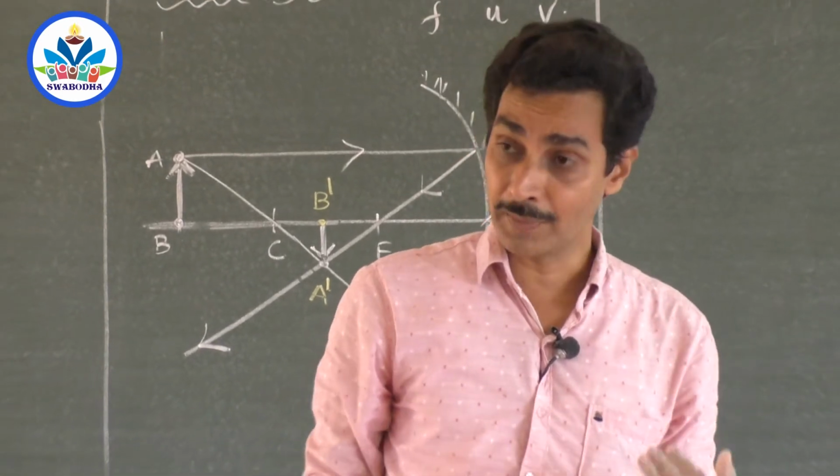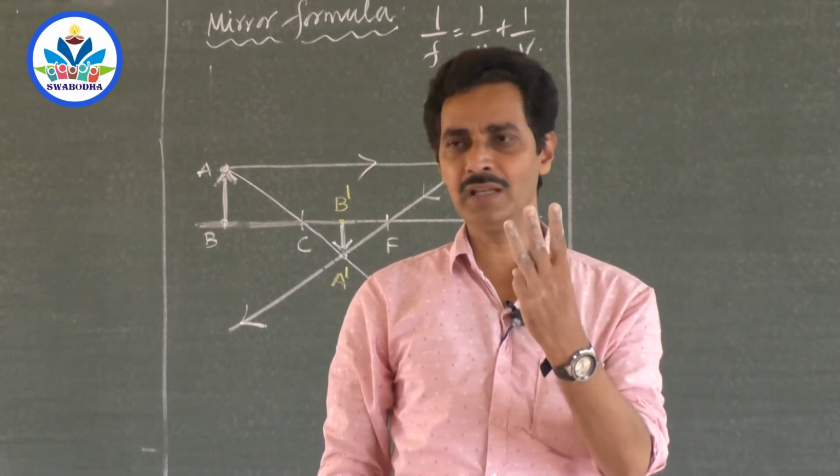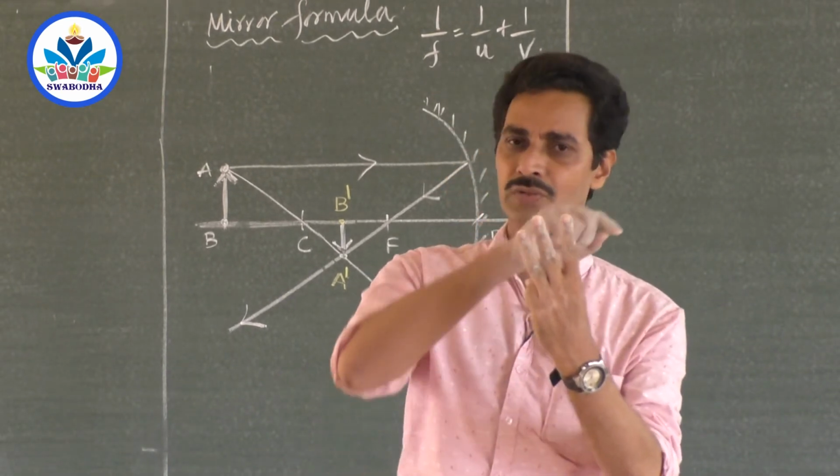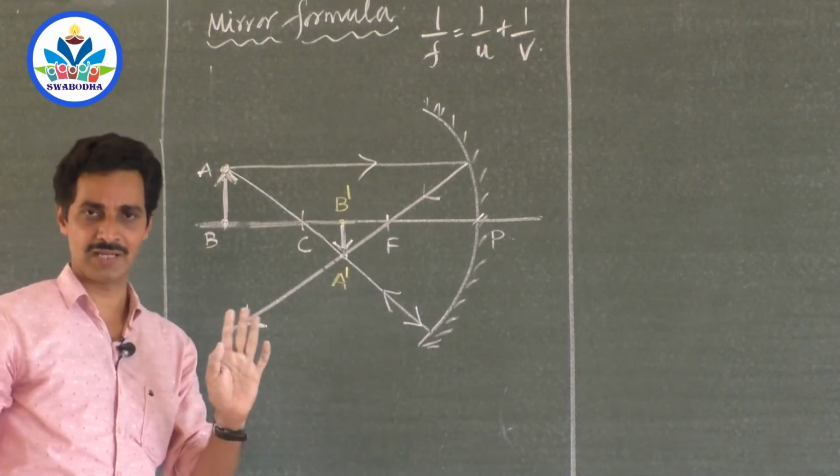So if somebody is talking about their old school, two friends are enough. If there are three friends, okay, no problem. They will also talk to each other. So let us consider, minimum two rays are enough for tracing the image.